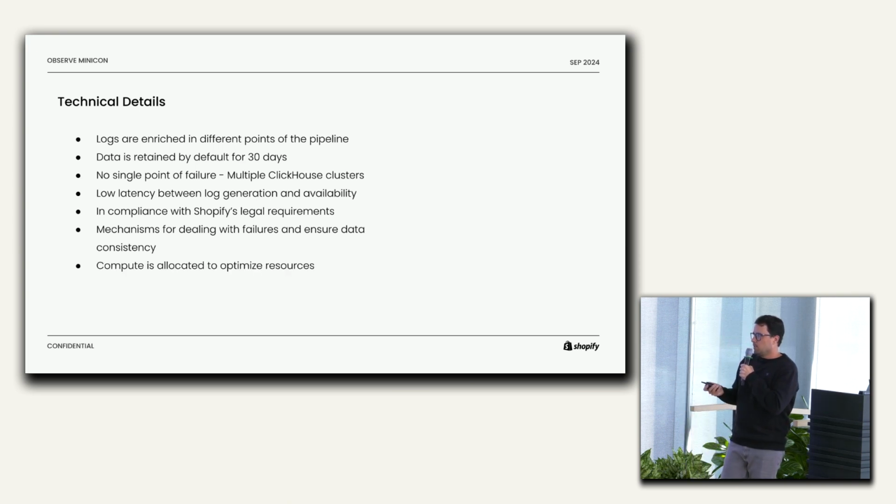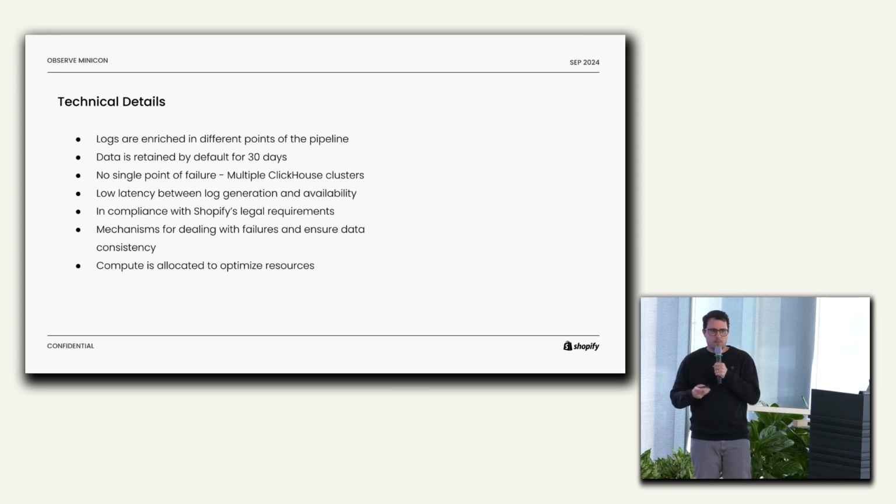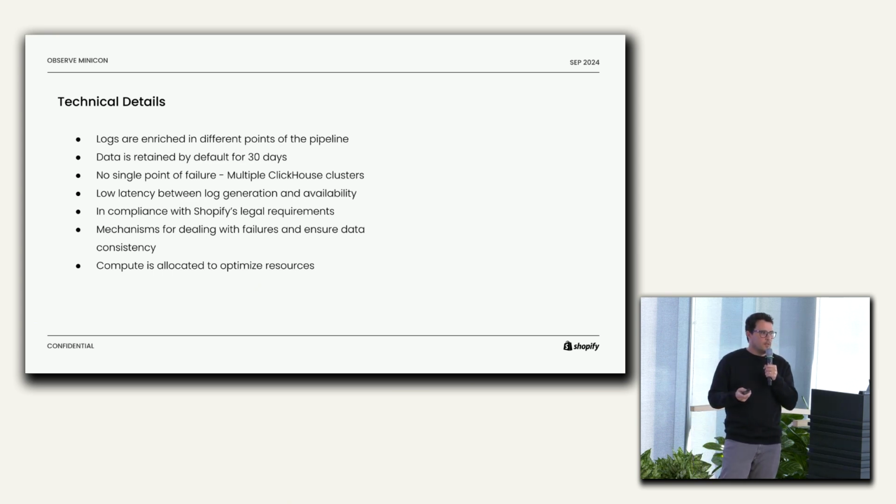All the compute is allocated to optimize the resources. For example, depending on the workload type and their role, we deploy them in certain instance type. Some of them are more memory efficient, others are more CPU efficient, so the cost is balanced. We don't have one generic instance type that handles everything.